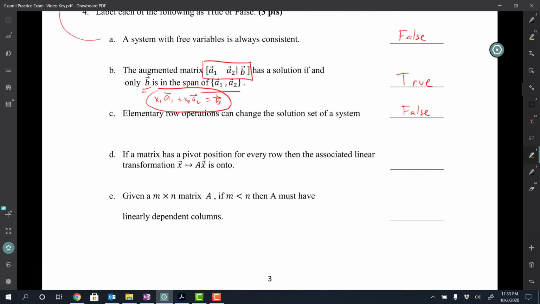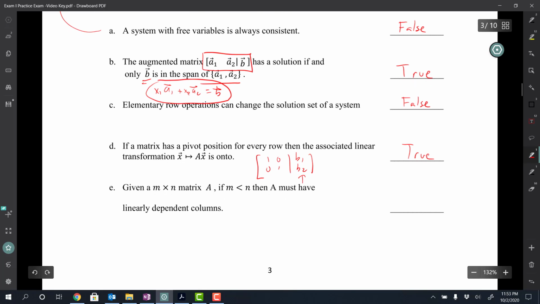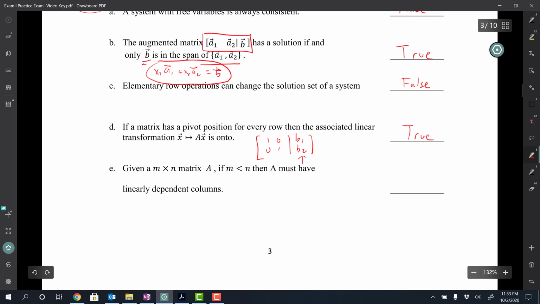Part D, if a matrix has a pivot position in every row, then the associated linear transformation is onto. And that is a true statement. That is the definition, right? So basically, if there is a pivot in every row, then there's no way there could be a pivot in the augmented column. That would tell me there's always a solution. That would tell me for every b, there's at least one x. That's the definition of onto. So that will be true.